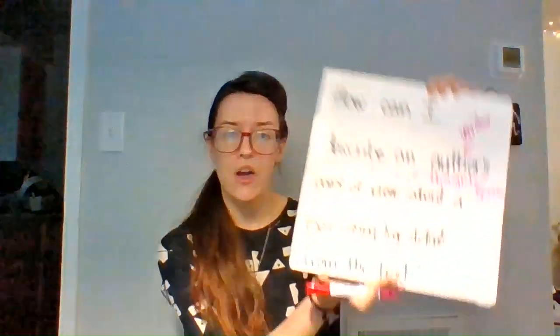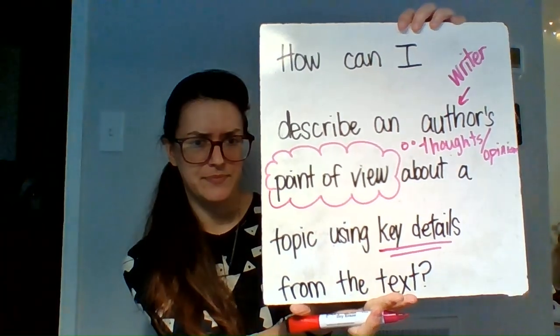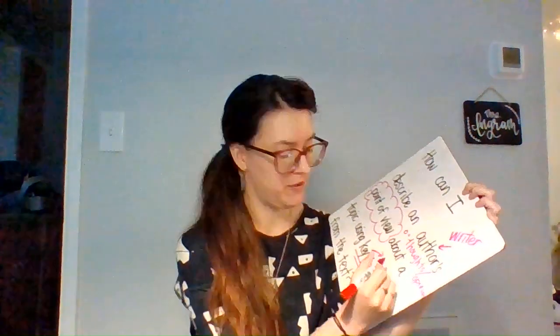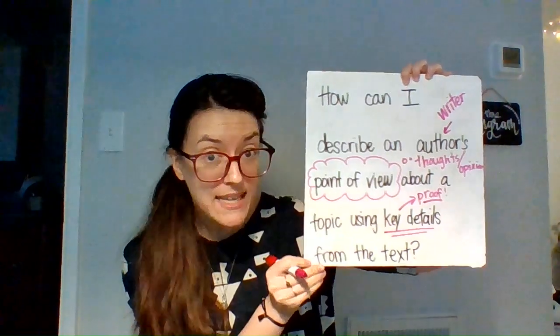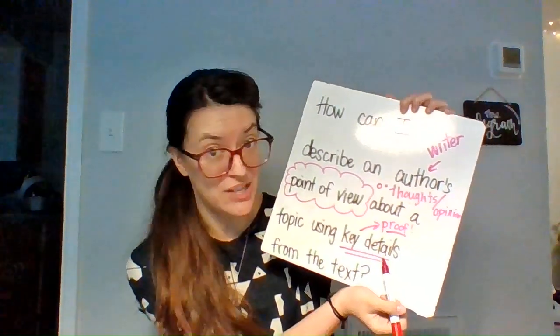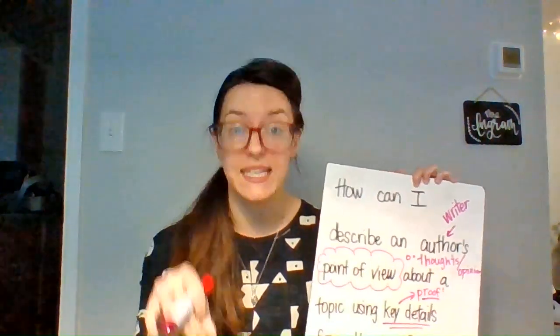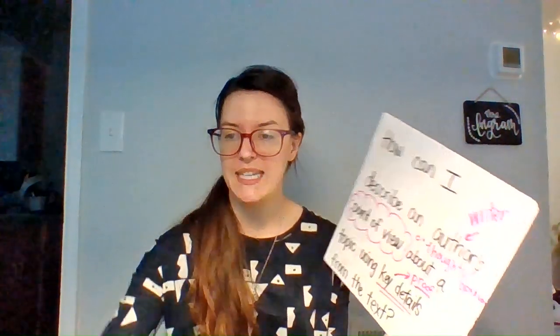Now that's going to be very important this week, those key details. So when we're talking about key details, what do we mean? What is that really looking for? Our key details are our proof. It's the evidence that we are choosing. So if I say that an author's point of view is that they don't like something, I need to be able to find evidence, to find proof in the text to show me that they don't like it. Maybe they said that it was disgusting. Maybe they said that it was silly and no one likes it. That would be my key detail, my evidence from the text.